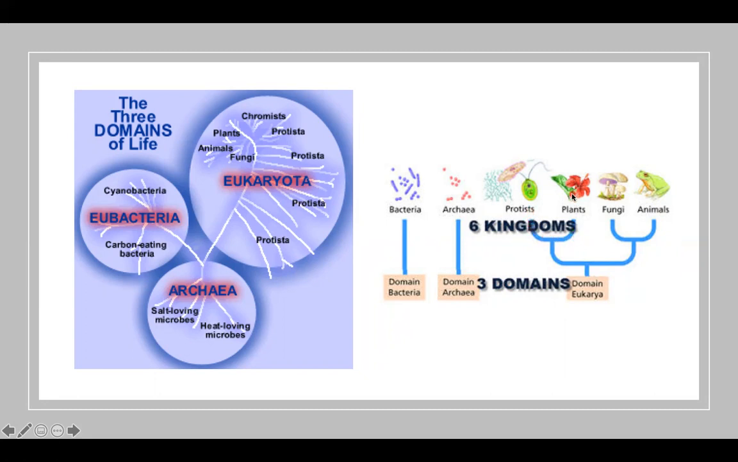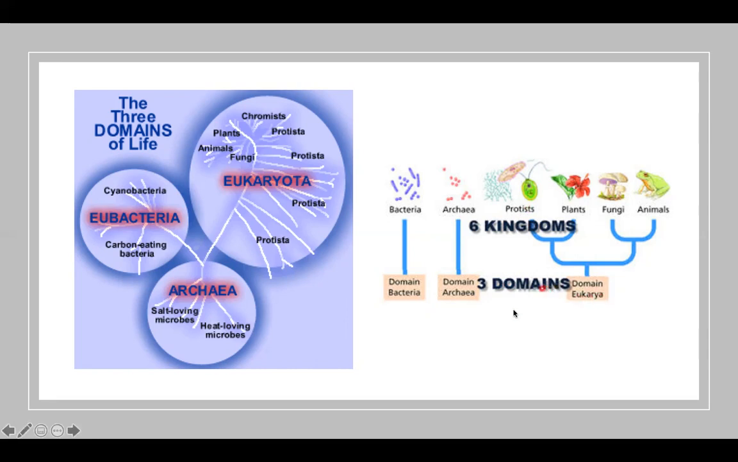Plants are photosynthetic, and some protists are photosynthetic. You might know algae are not classified as plants; they're actually classified as protists. So they can be single-celled, they can be multicellular, and they are photosynthetic, but they are not plants.